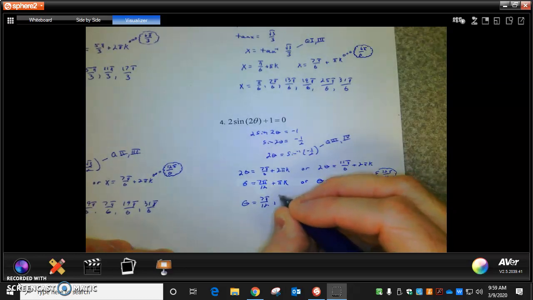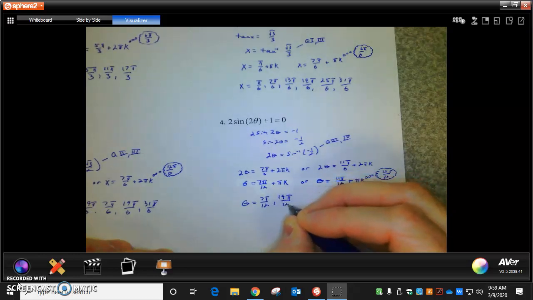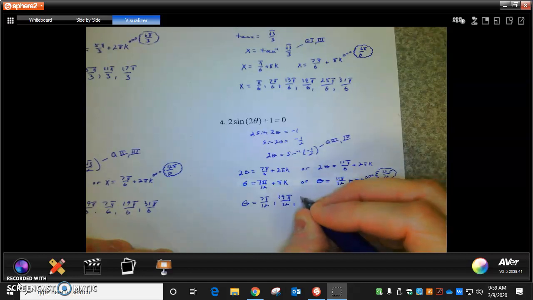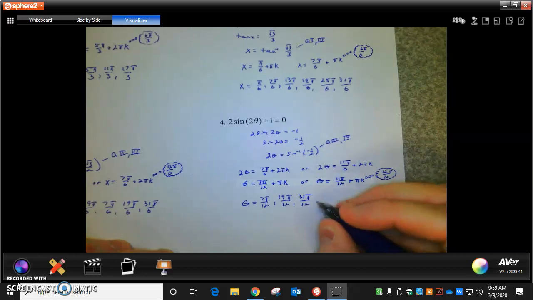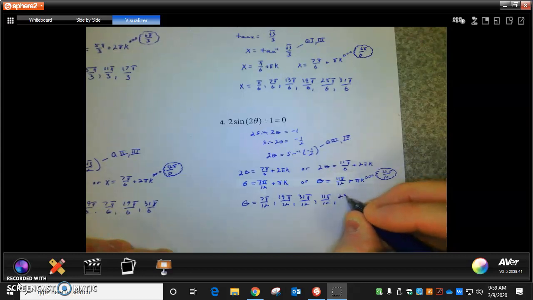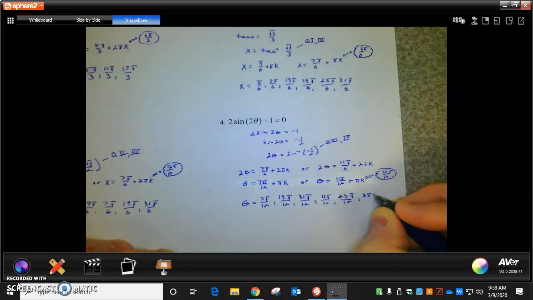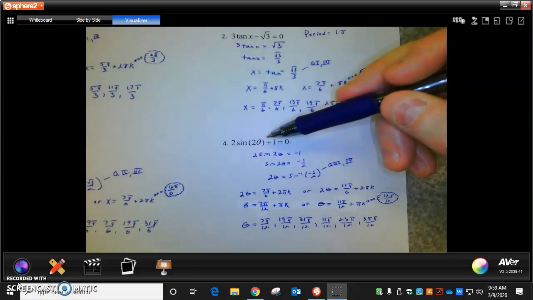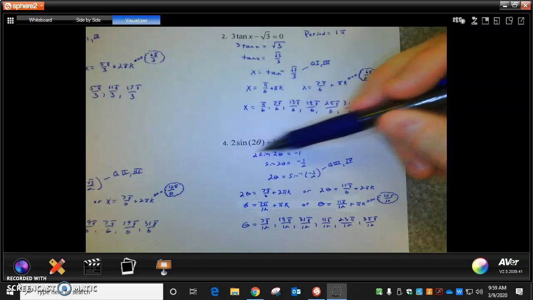So that'd be 19π/12. Or 19 and 12 would be 31π/12. I'm going to stop. I'm going to go over and use my other angle, 11π/12. And then 23π/12 and 35π/12. So those are the 6 angles that I could plug into this equation, and everything would solve out and it would equal 0.